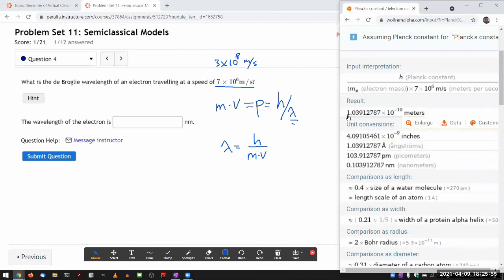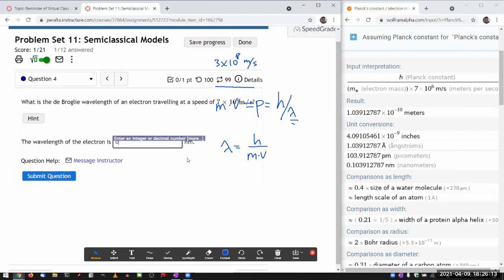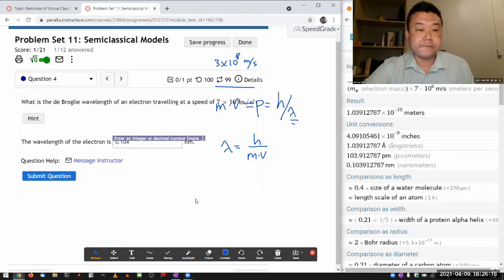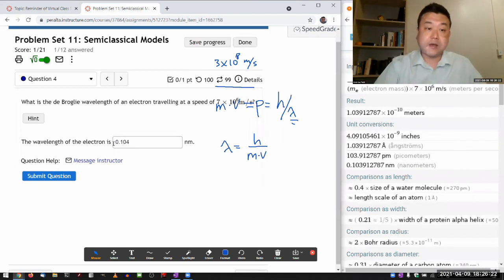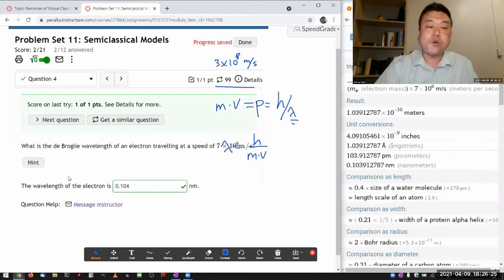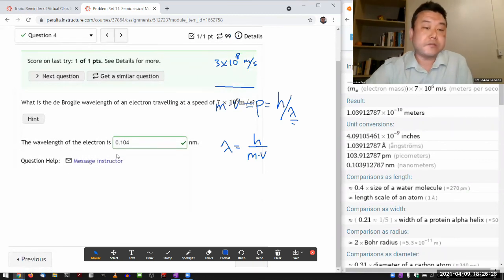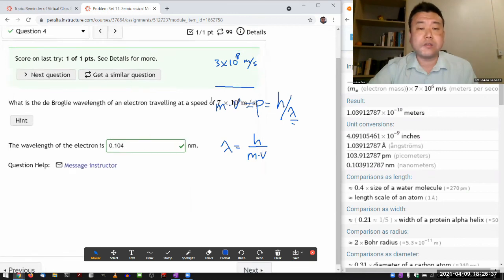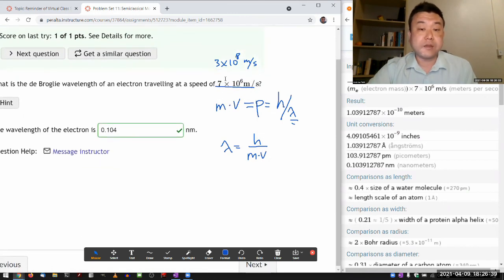And the number I get here is 1.04 × 10⁻¹⁰ meters. So in units of nanometers, I need to move the decimal point over by one, so it'll be 0.104 nanometer. And I think that's what we call the Bohr radius, or it's on the order of the Bohr radius of hydrogen. So this is like the size of an atom. I'm pretty sure when you work out the average speed for an electron in the Bohr model of the atom, this is fairly close to that average speed.